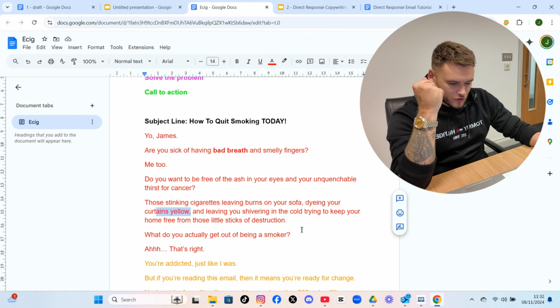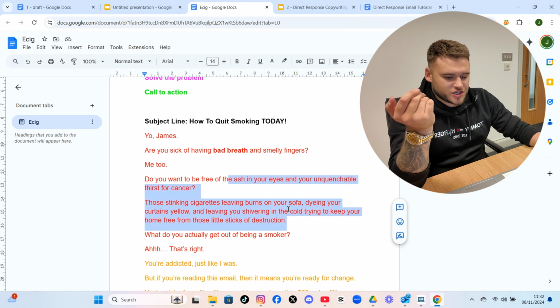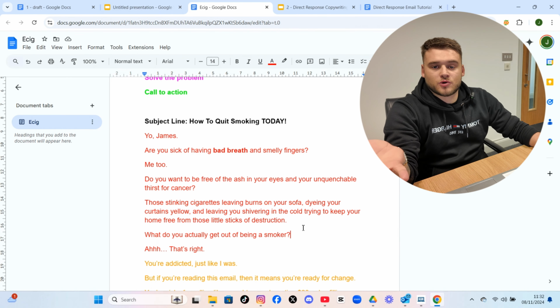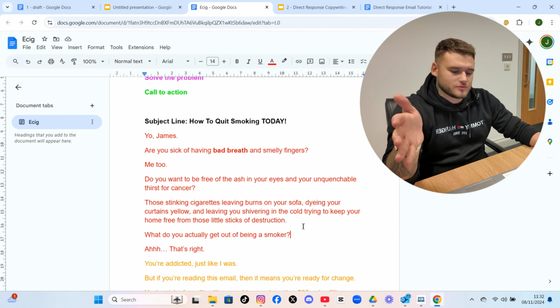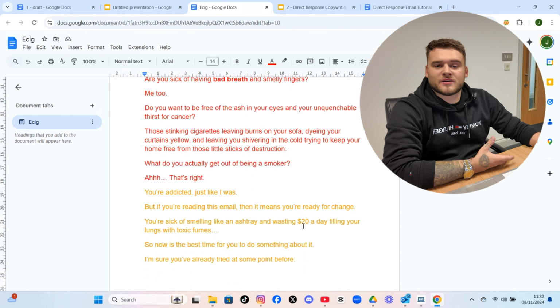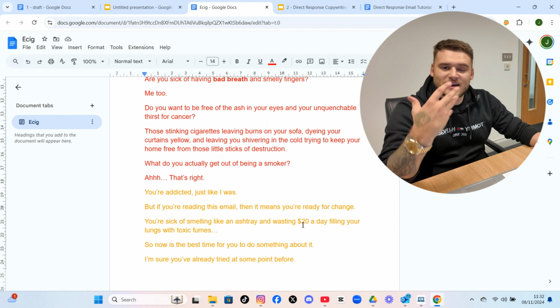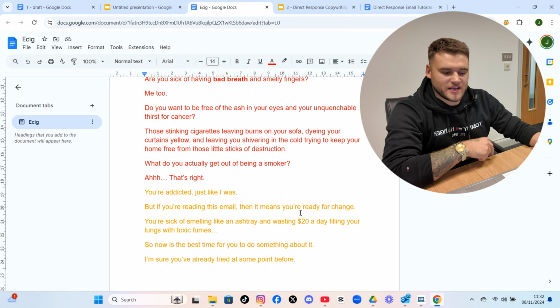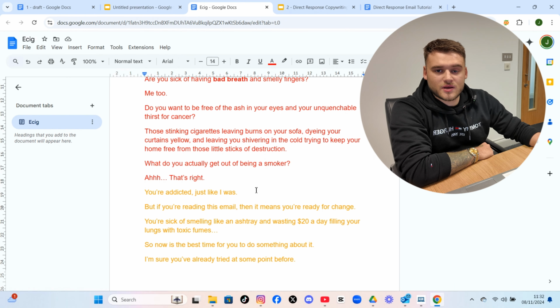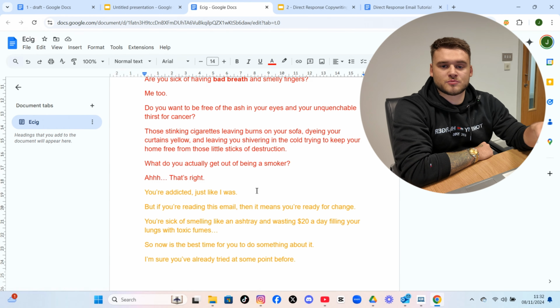So now that we've identified all those problems, we're asking them a genuine question. What do you actually get out of being a smoker? Now, they know they don't get anything out of it. You're identifying a problem. Again, you're fortifying it. You're addicted. That is the only thing you get out of being a smoker. You satisfy your addiction.